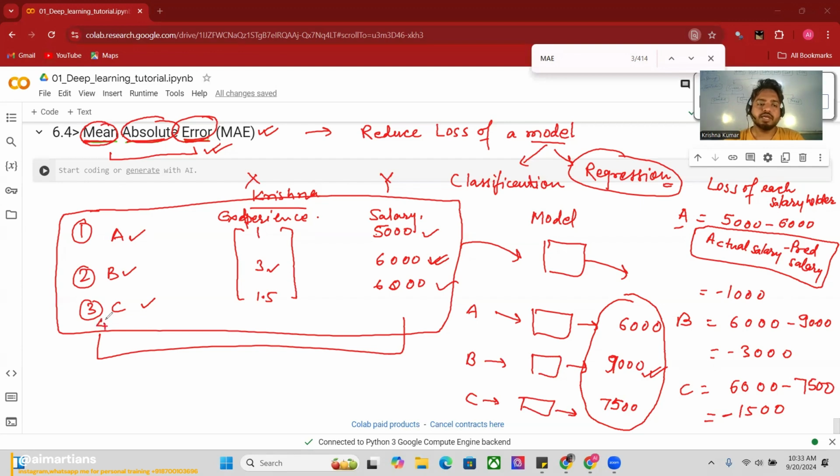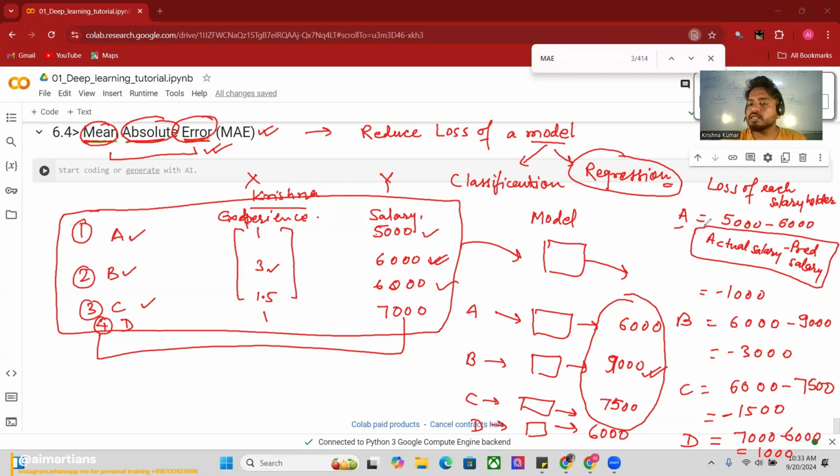Now, let's say one more data point, D, just to help you understand. He is again a 1 year experience guy, getting 7,000 salary. According to the model, the salary of a 1 year guy should be 6,000, but I'm offering him 7,000. So he is basically earning 1,000 more. This is also a kind of loss, because I'm not providing the actual value my model is suggesting, right?